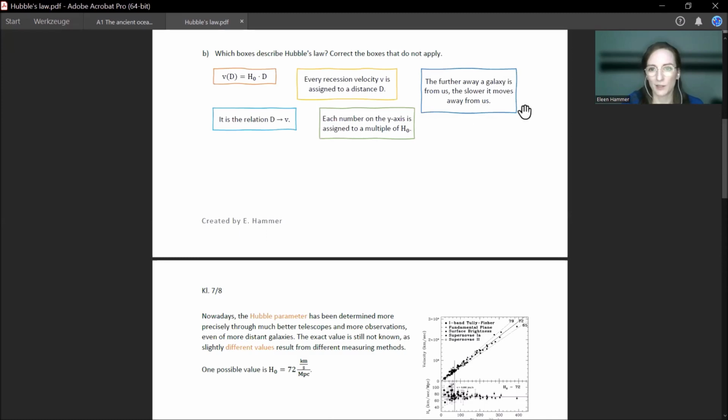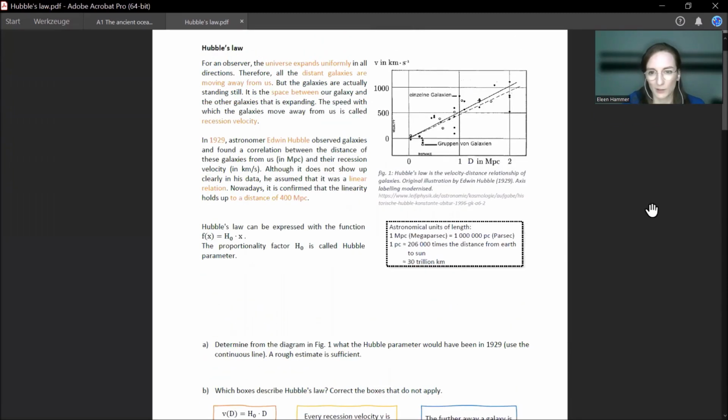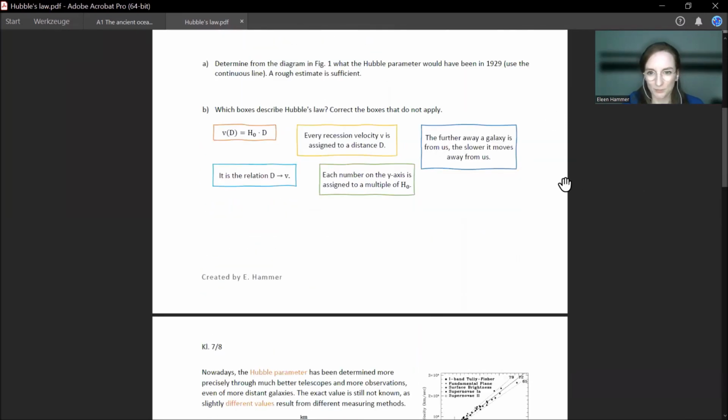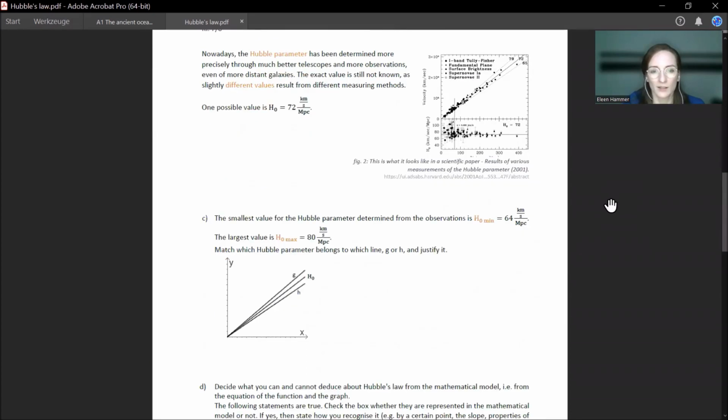And if you look here at the dark blue one, it says the further away a galaxy is from us, the slower it moves away from us. That's of course wrong. We can have a look at the graph. The further away, of course, the faster the galaxies move away from us. Speed is also increasing. Then there's another subproblem, which gives them even more truth about the Hubble law.